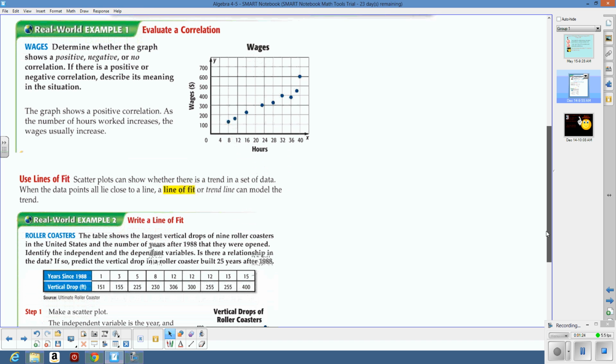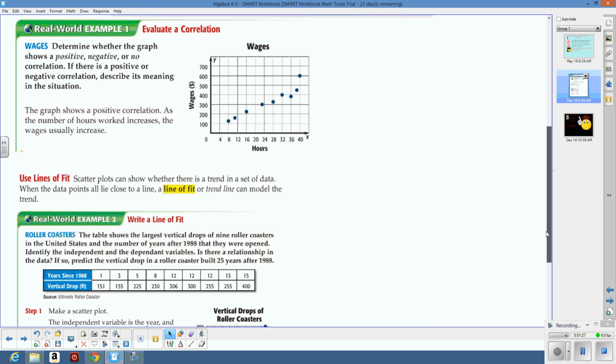Scatter plots can show whether there's a trend in a set of data. When the data points all lie close to a line, a line of fit or trend line can model the trend.